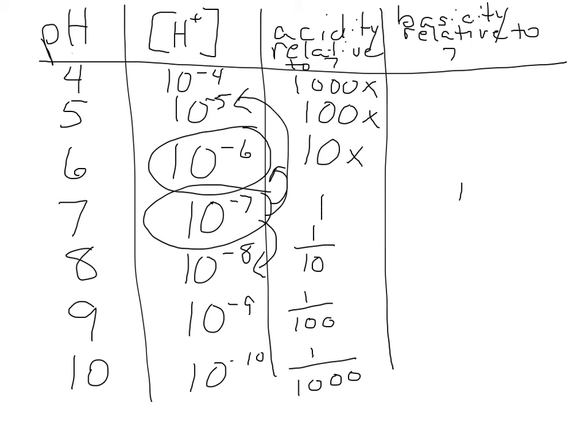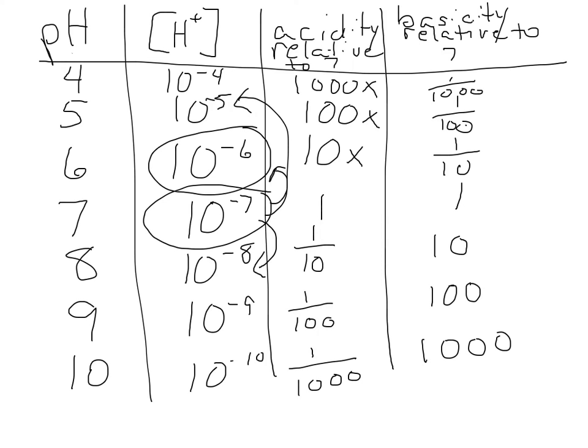Basicity is the same idea. If something's more acidic, it's less basic. So if it's 10 times as acidic, it's going to be 1/10 as basic, 1/100th, and 1/1000th. If something's a 10th as acidic, it's 10 times as basic, 100 and 1,000. Again, keep adding a 0 for every step in pH.